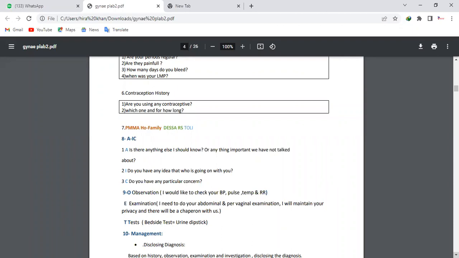Because in each and every task, the patient, or the interlocutor who plays the role of the patient, has been provided with questions that they are supposed to ask you. They always have a few concerns. So always make it a habit to ask, do you have any particular concern, or is there anything you are worried about?